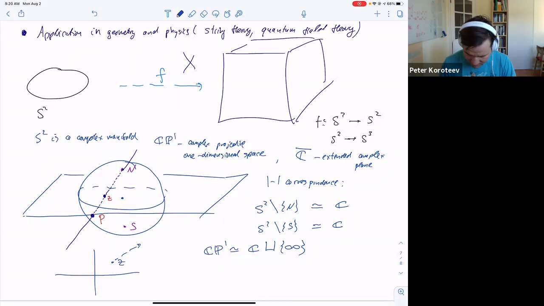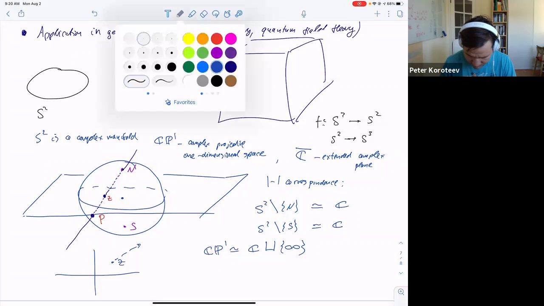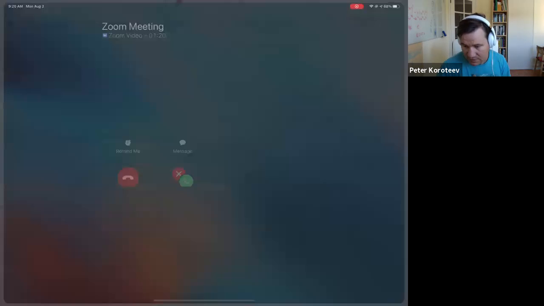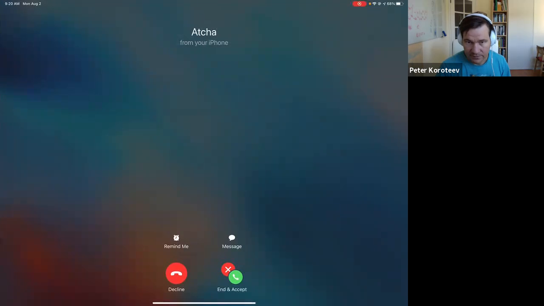And then if you think about this map, the further this line tilts, the further along the line it will intersect the plane. So the closer this point P is to the North Pole, the greater will be the absolute value of the point Z on the complex plane. So that's why you can associate the point infinity, the complex infinity, to the North Pole, and the point 0 to the South Pole, in this presentation.